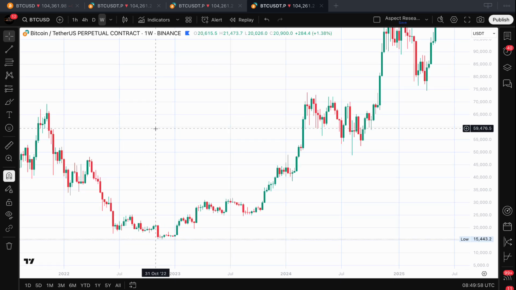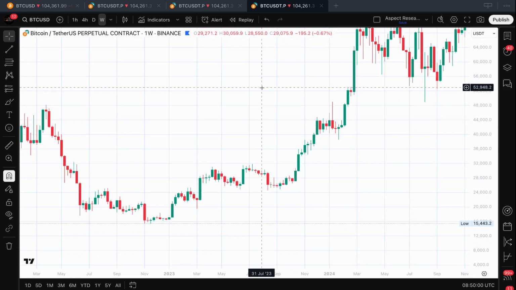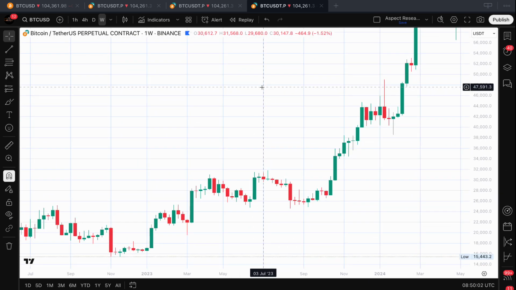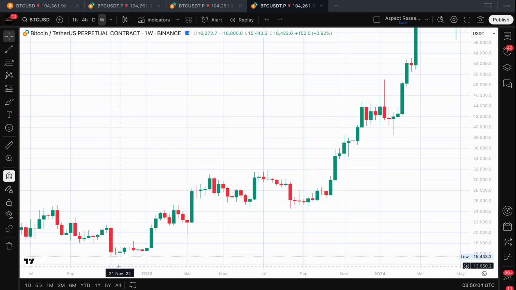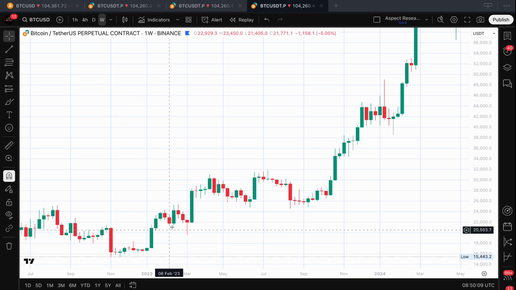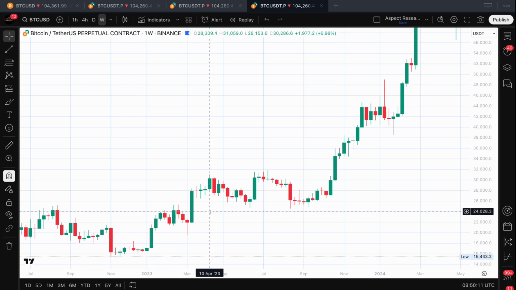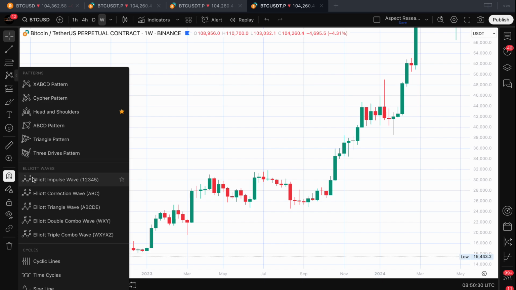Now, this is Bitcoin on the weekly chart, and this cycle started on November 15th, 2022, and the wave 1 top was in April 2023. By April of 2023, we didn't have a squared chart because we didn't know that this was the wave 1 top. But it soon became evident that this was a wave 1 top.